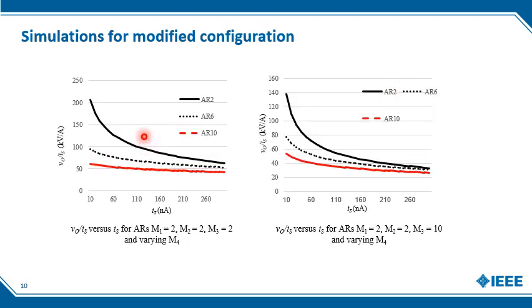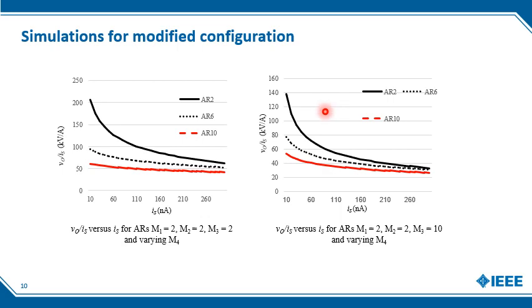For the modified configuration, the graphs look a little bit different. For M1, M2, M3 equal to 2 and varying M4, we found that by increasing it, the gain drops, which is a similar trend with the normal configuration. However, as the illumination increases, we see that it becomes relatively stable, which is quite different from the normal configuration.